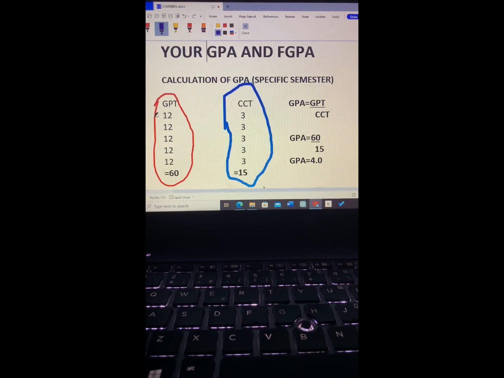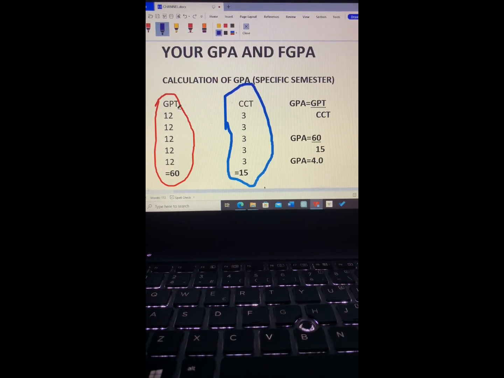Suppose you got grade A, which is equivalent to 12, in all of your 5 courses. You sum all of them up, and you sum your CCT up also.